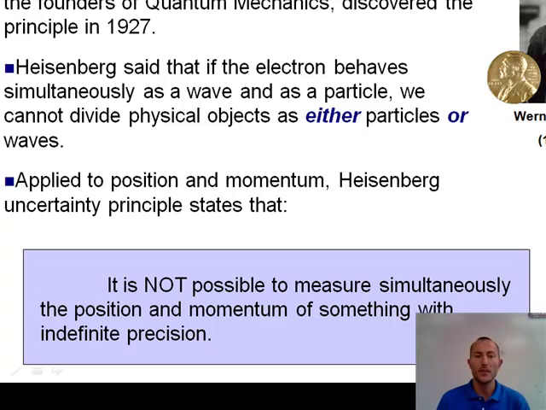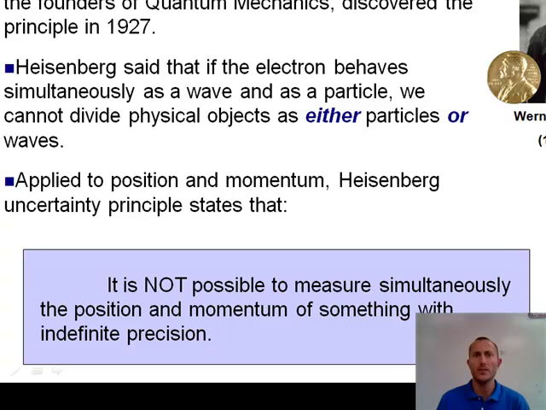And so applying this idea to position and momentum, the uncertainty principle says that it is not possible to measure both the position and momentum of something with indefinite precision. And what this means is that while measuring things at a macroscopic level, we can have a very, very precise idea of their momentum and their position. We can measure its speed, we can see where it's at, and the only thing that limits us is the precision of the instruments that we use to make measurements.